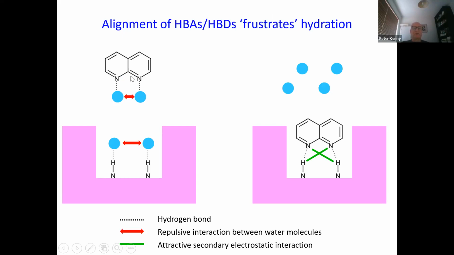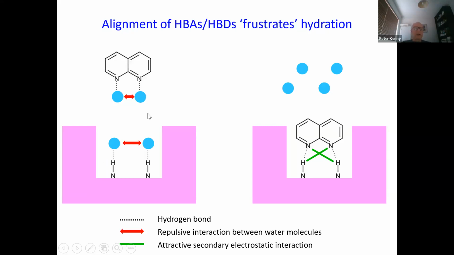What we've got here is that when you get two hydrogen bond donors or two hydrogen bond acceptors aligned, the water molecules don't really like to see each other. So you get this repulsion, and you get this repulsion here. This means the hydration is frustrated. This would normally be a pretty good lone pair, and that would also be a pretty good lone pair. These are both individually good hydrogen bond acceptors, but if you put them in water and ask them to simultaneously interact with water molecules, you can see problems.